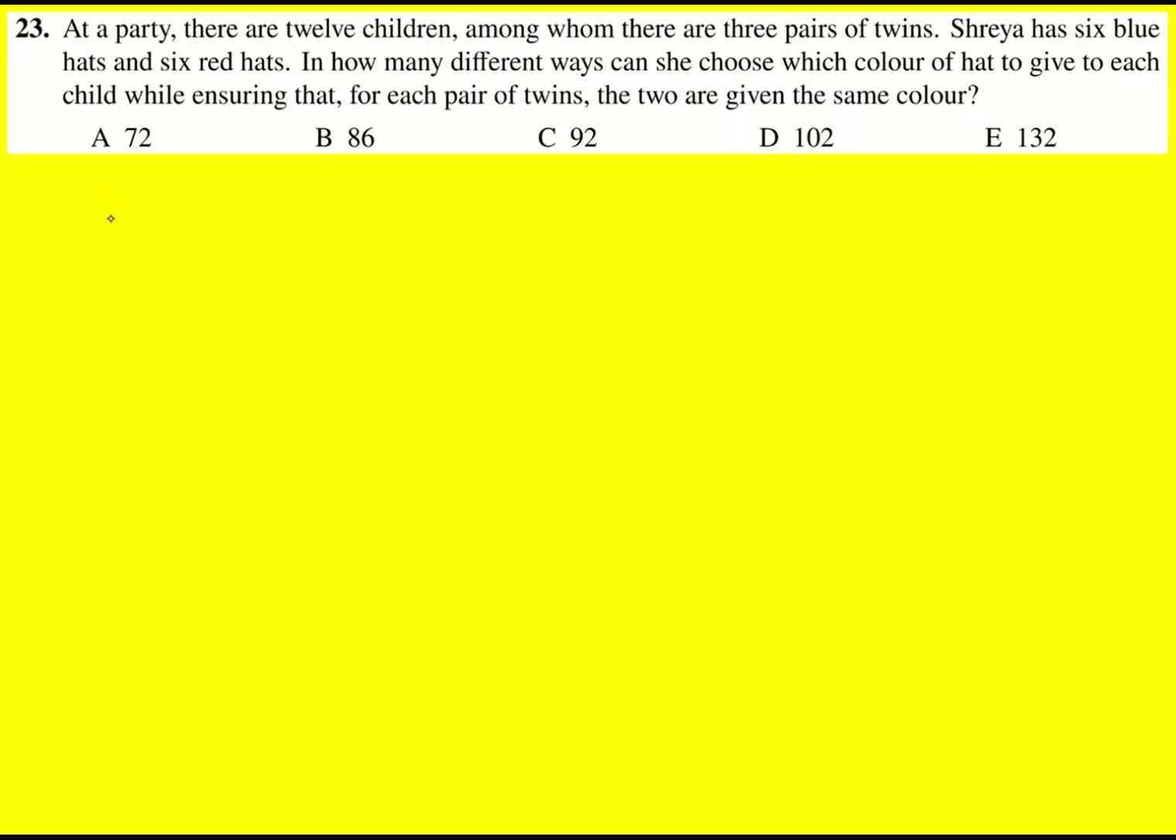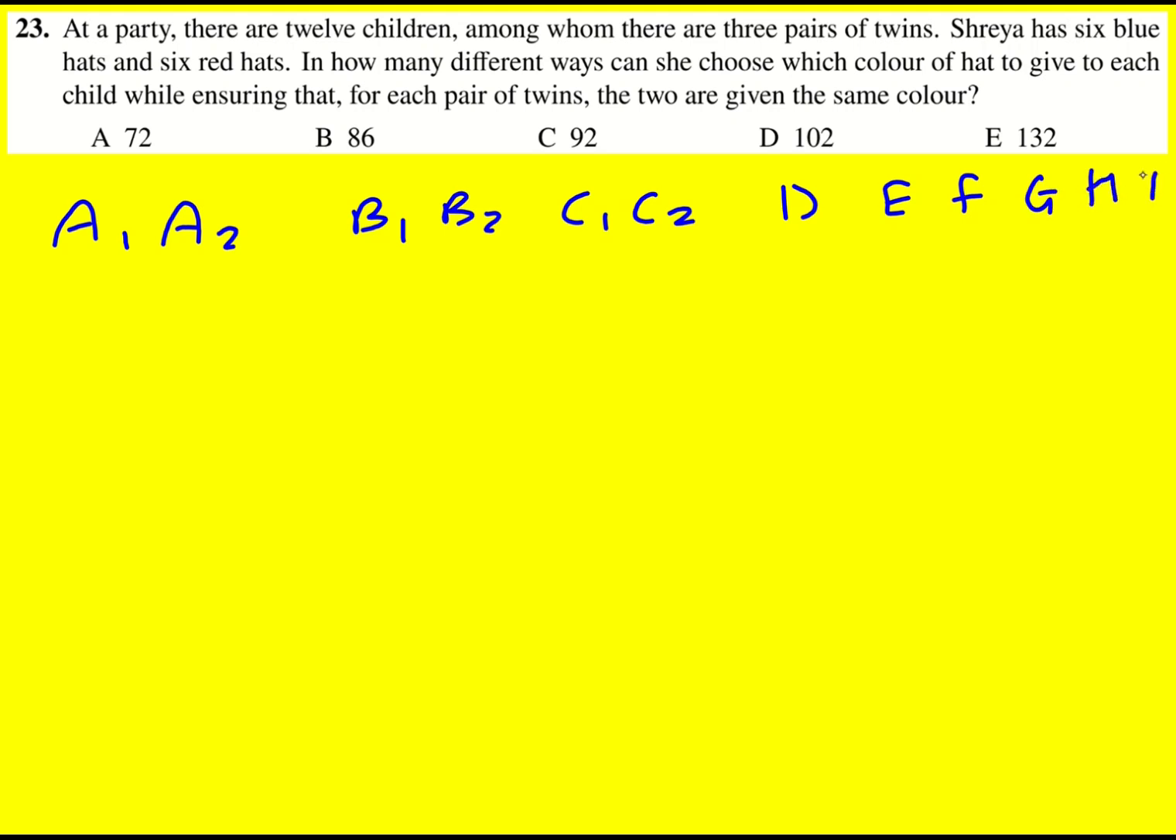Great little arrangements question here. So I'm going to list the 12 children. We've got these two who are twins, A1 and A2, and then another two that are twins, and another two, and then we'll go with D, E, F, G, H, I.